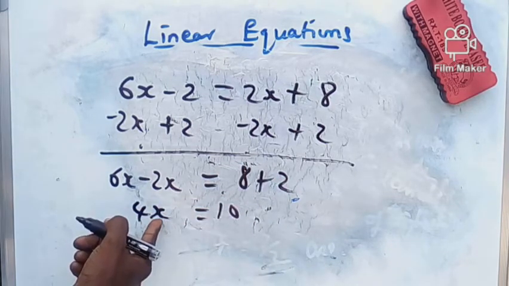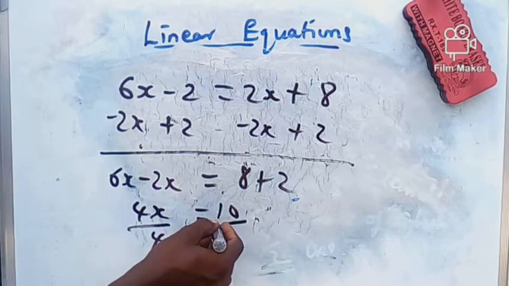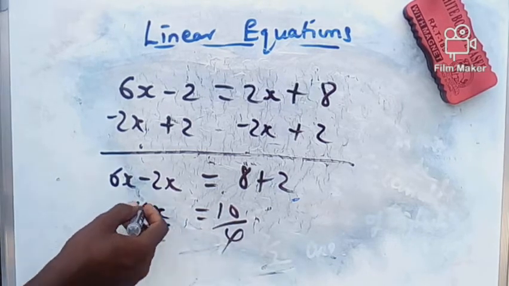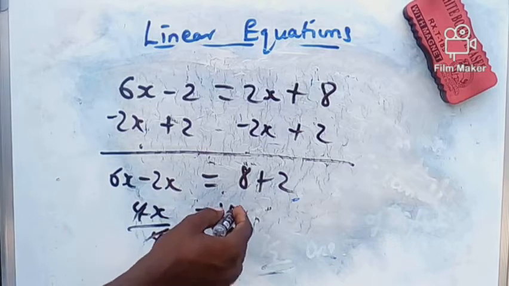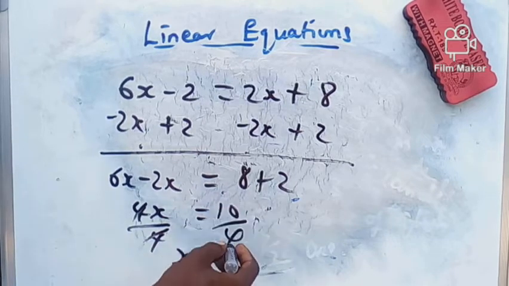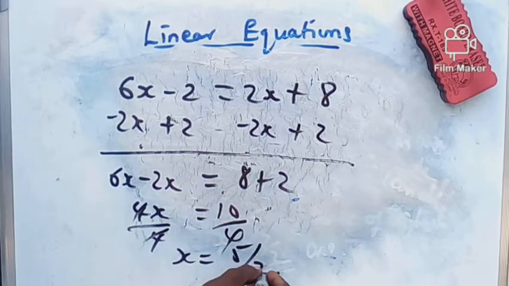So to find x, we divide by what? 4. Divide by 4. So 4 take care of 4. You have x being equal to 10 over 4, which is the same thing as 5 over 2.